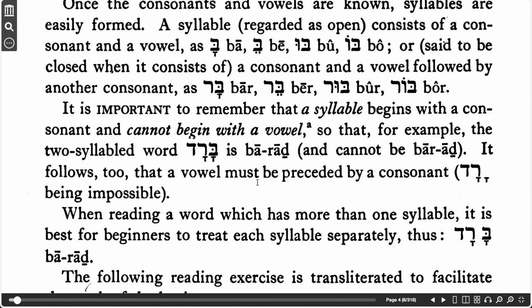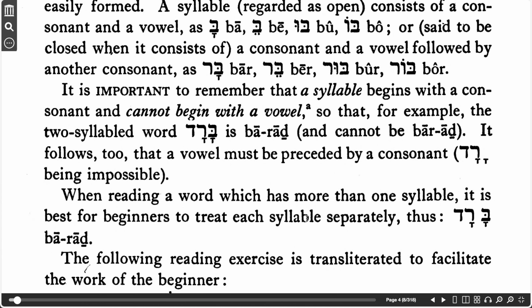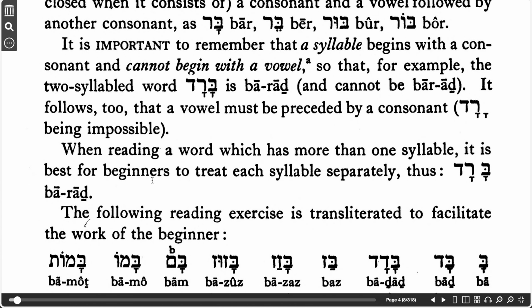It follows too that a vowel must be preceded by a consonant. So you cannot have a arath. That's not a syllable either. So when reading a word which has more than one syllable, it is best for beginners to treat each syllable separately. Thus, and that's why he gives a little separation here, ba, rath, barath. Okay?